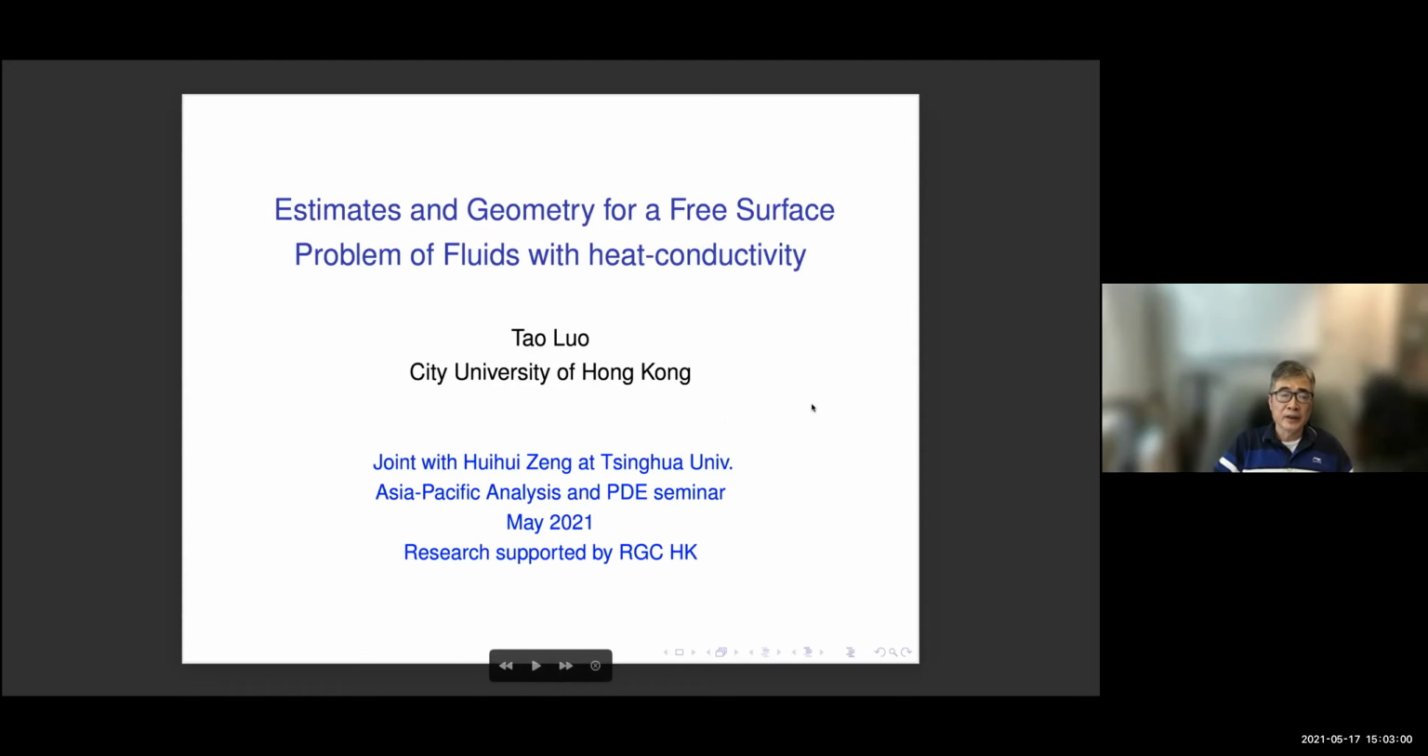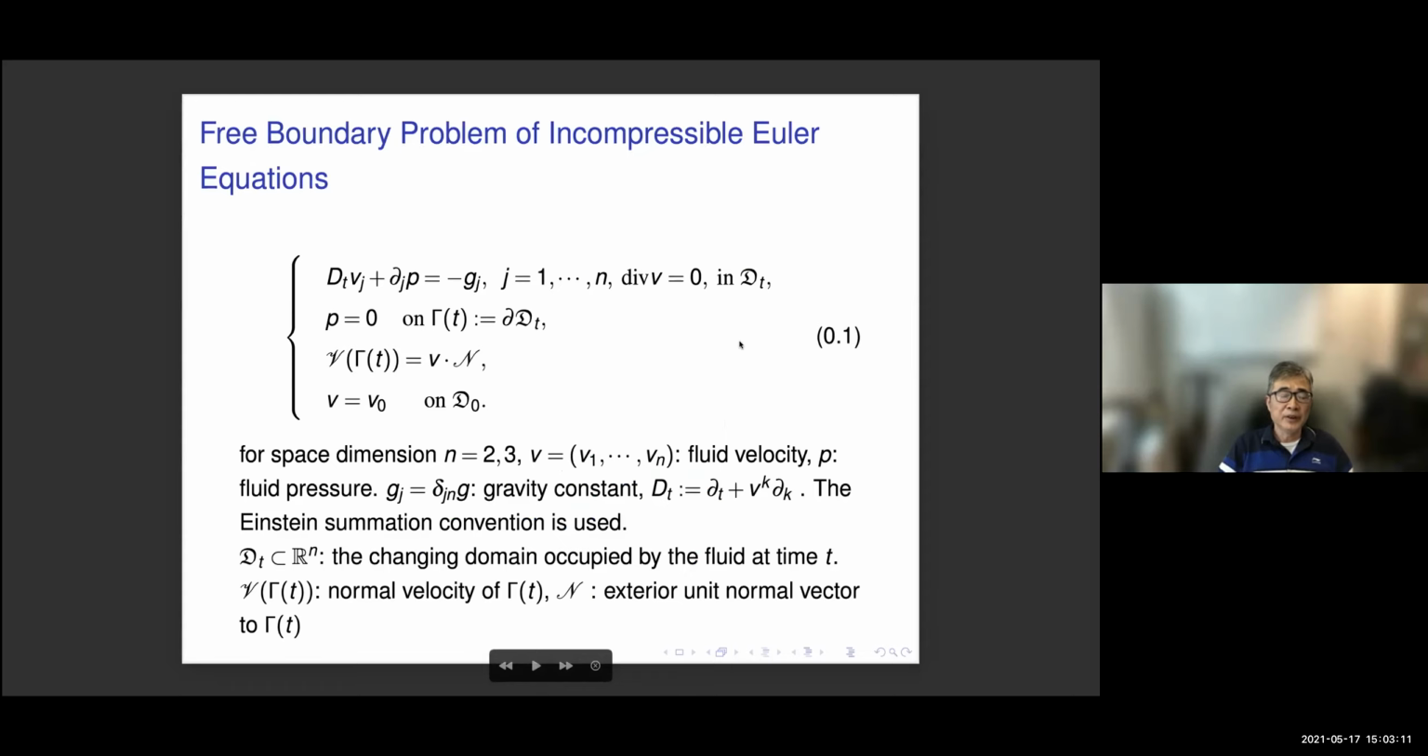Today I'm going to talk about the estimates and the geometry for free surface problem of fluids with heat conductivity. Let me start with a free boundary problem of incompressible Euler equations. The free boundary problem is like this. The first equation is the Euler equation, incompressible because it is divergence free. Here v is the velocity field, v = (v1, ..., vn), and n is the space dimension. p is the pressure, and g here is gravity.